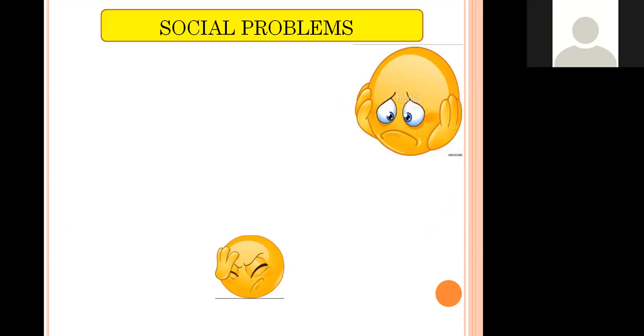So coming to the social problems: family isolation. There are some patients who avoid talking about the wound with their family members, or they never show their wound to the family members. And there are also some family members who do not even know that the wound existed.